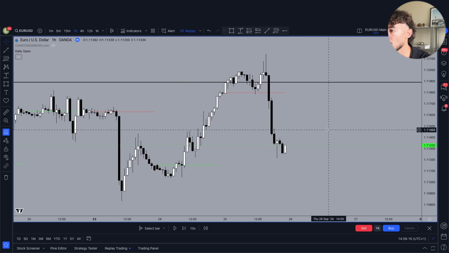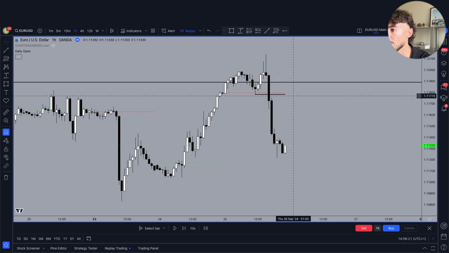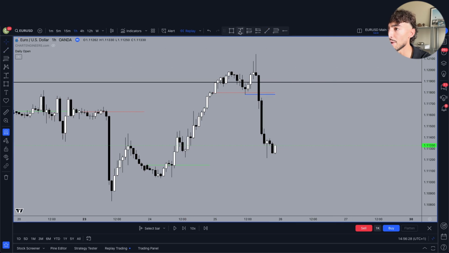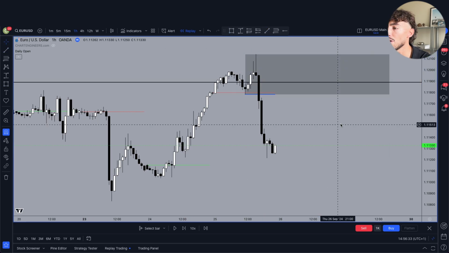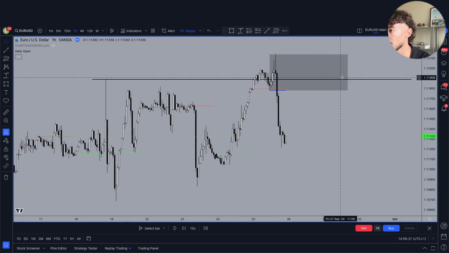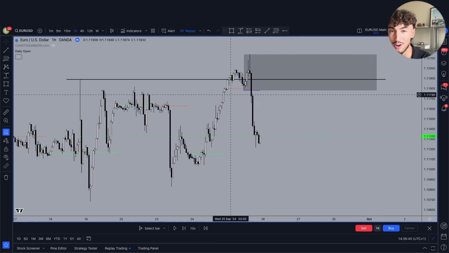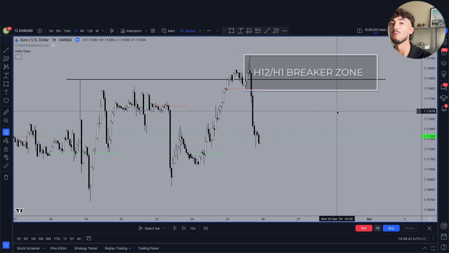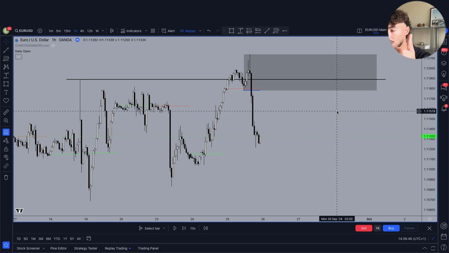So on the H1, you can see that we ran this high, we broke down, and this is the last swing low before the sweep on the H12. So right now we can mark out this zone here as our area for potential reversal. Right now, I extend this level. So this gray area is a H12, H1 breaker zone, right? So with a H12 liquidity sweep followed by a H1 market structure break. So at that point, we can mark out our gray box, whatever color you prefer.